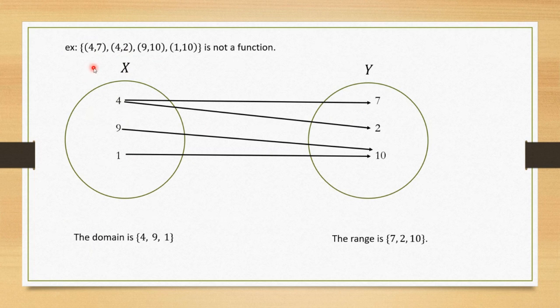The domain of this relation is all the x coordinates. So 4, 4, 9, 1. So 4 is listed once. The range is 7, 2, and 10, as you can see.